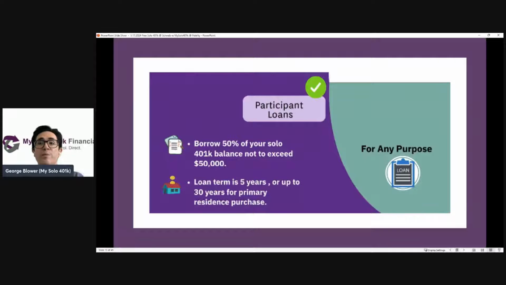It's up to you. Equal payments of principal and interest. The interest is going to be prime plus 1%, or it could be a CD rate plus 2%, with those payments spread over a 5-year term, or even longer if the proceeds are going to be used to purchase your primary residence, in which case it could extend as much as 30 years as far as the repayment term.